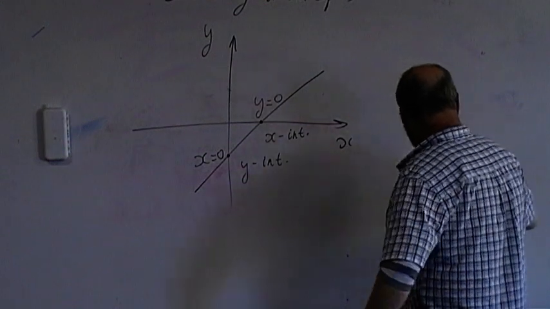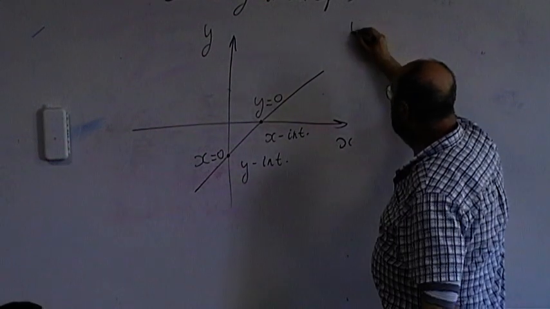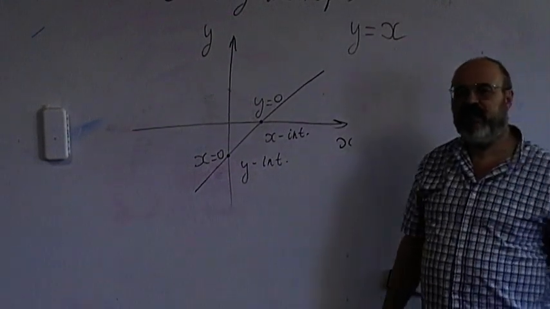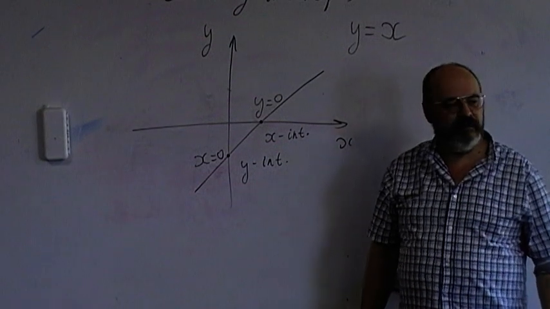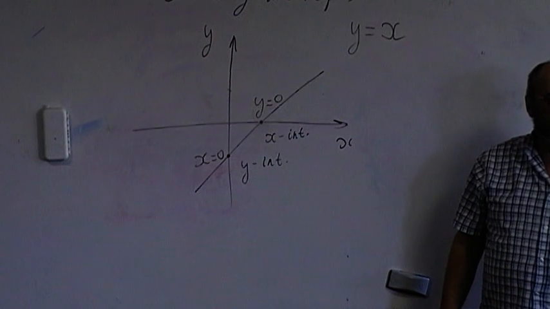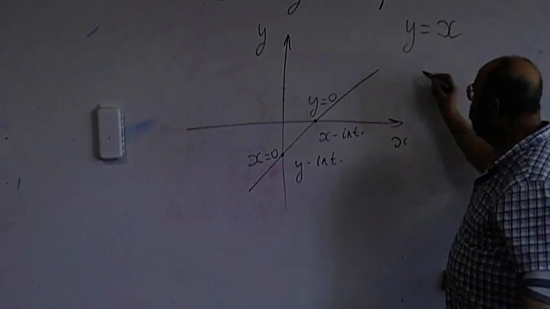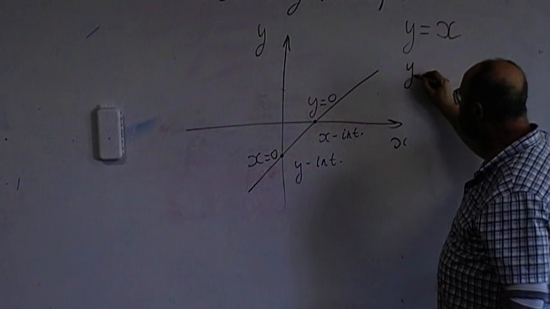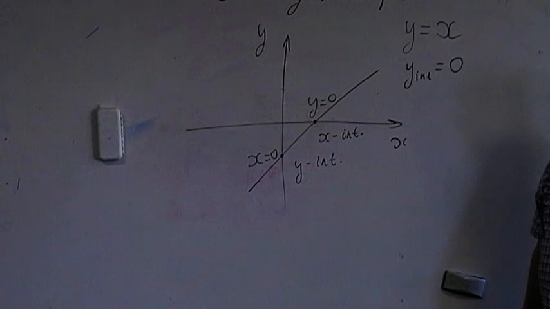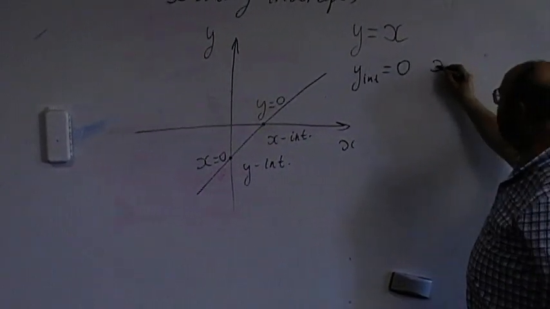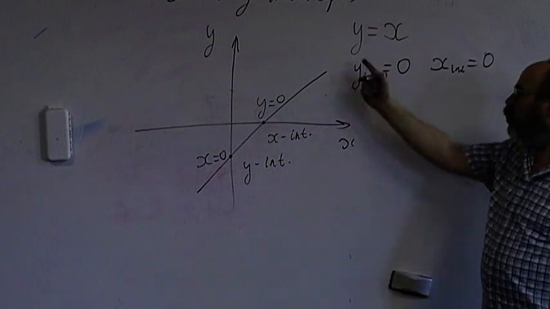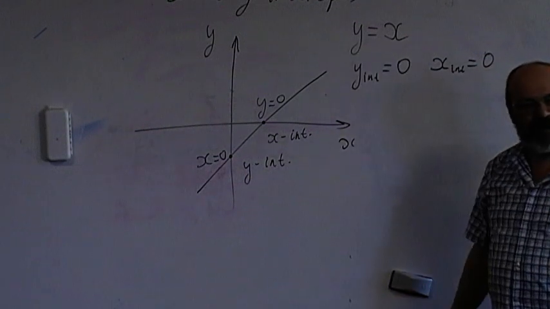Another example. Y equals x. What will be the y-intercept? 0. Same with x. They both will have y-intercept equals 0. When we substitute 0 instead of x, we get y equals 0. The x-intercept will also be 0. When you substitute 0 instead of y, we get x equals 0. Make sense?